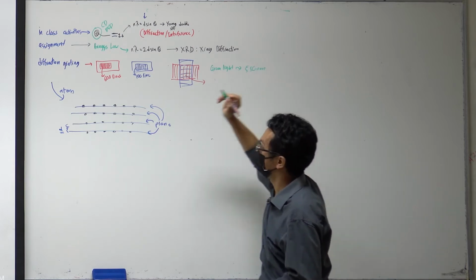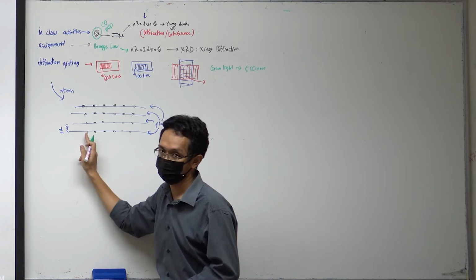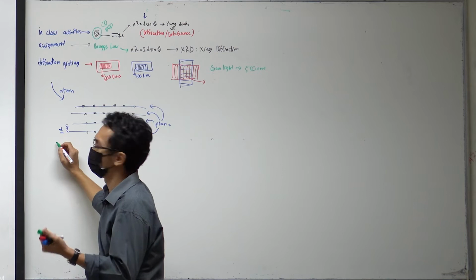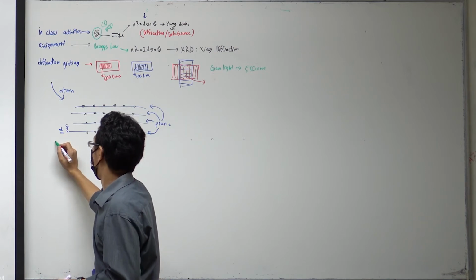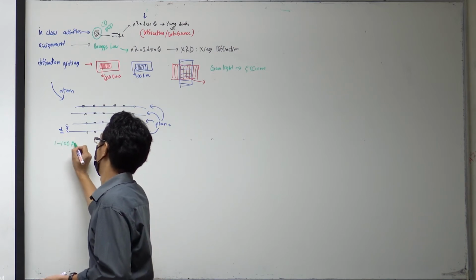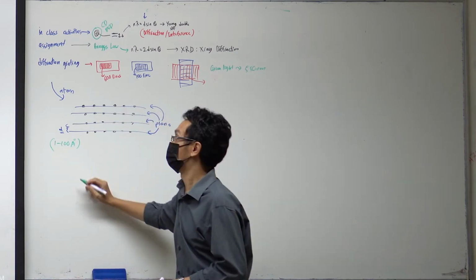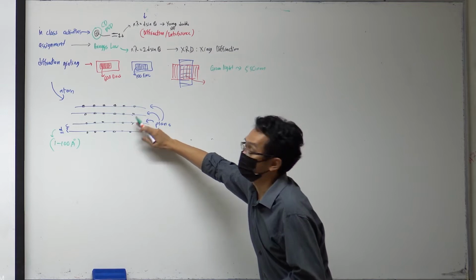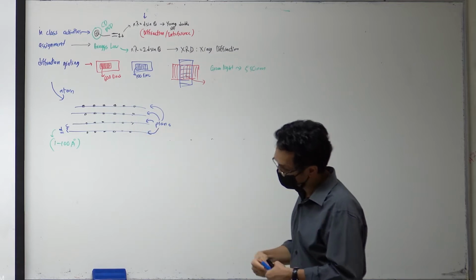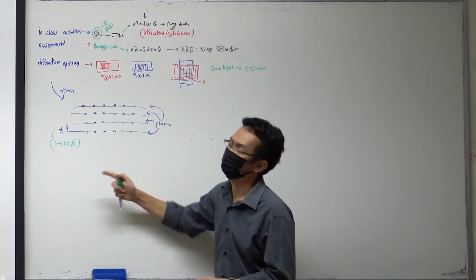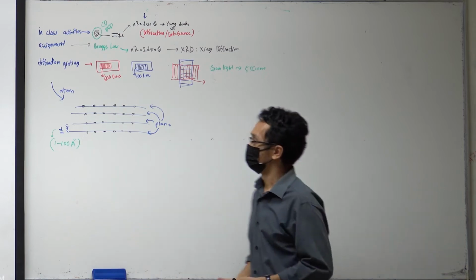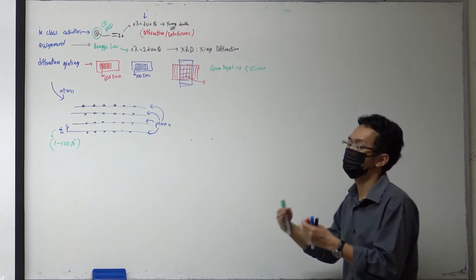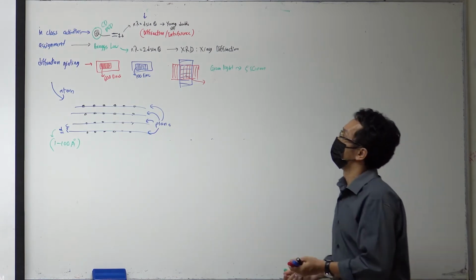But the distance between atoms is normally measured in angstroms, typically around 1 to 100 angstroms. This is the distance between the planes in the atoms. Depending on the material, different materials have different distances, so different materials will give different XRD patterns.